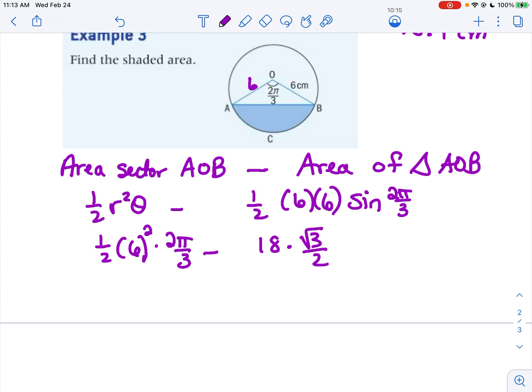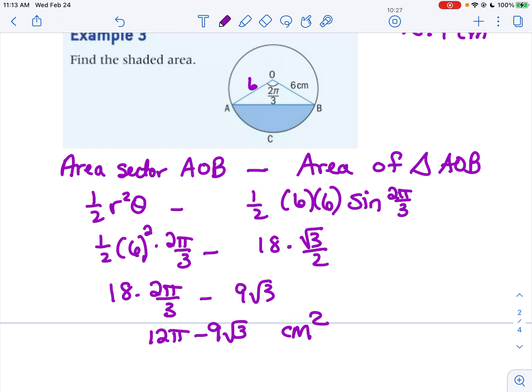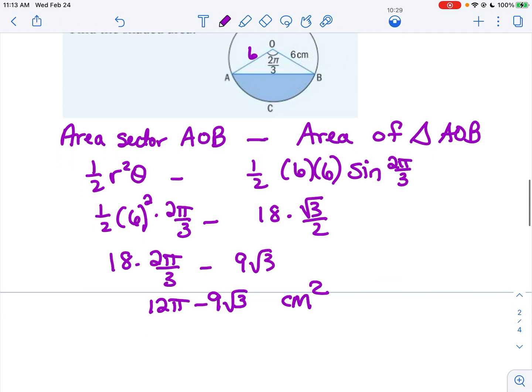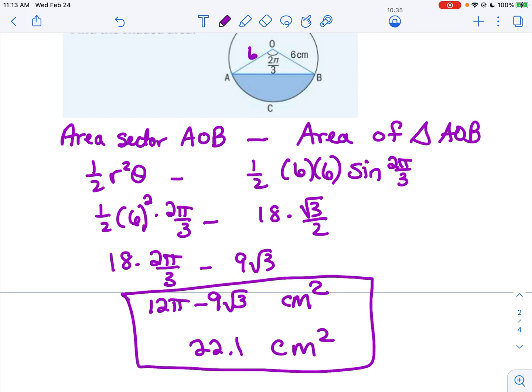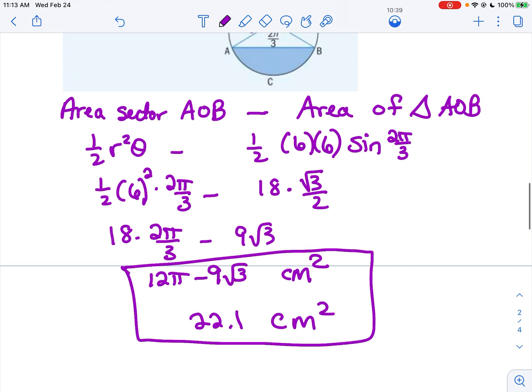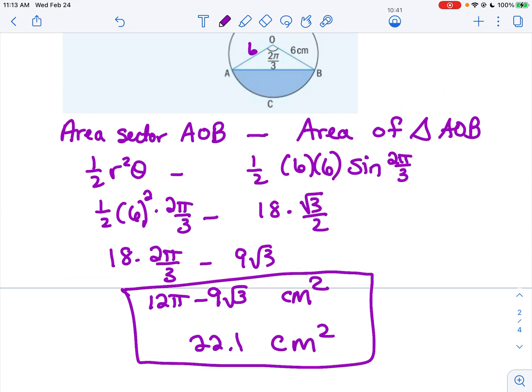All right, half of 36 is 18 times 2 pi over 3. 6. That's 12 pi minus 9 square root 3. So this would be my exact answer, or 22.1 centimeters squared. Depends on which part we have. Oh, that was a really great problem. Okay? All right, that wraps up the notes.